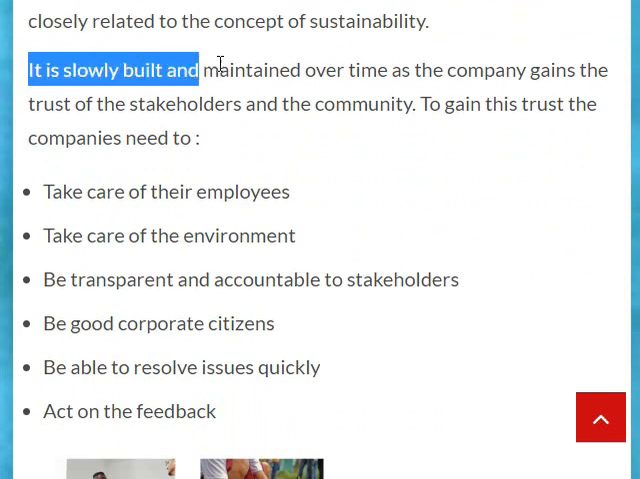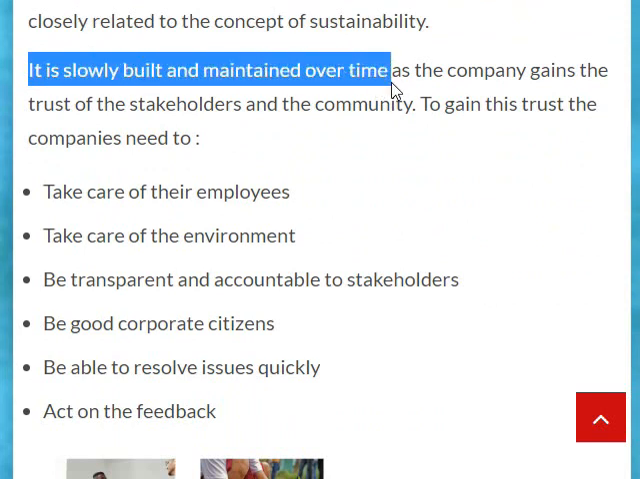So the first thing that we need to understand is that it is slowly built and maintained over time. When we were talking about the regulatory license to operate, we spoke about obtaining a formal license from a licensing authority. This is not similar to that. It is slowly built. This is not something that you can obtain in a limited amount of time, and it is not something which you can obtain once and then have the license for a lifetime.